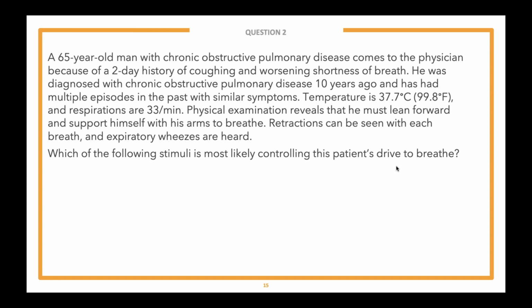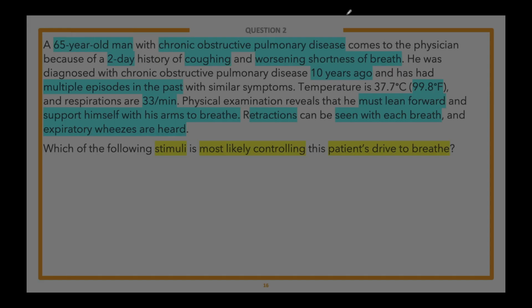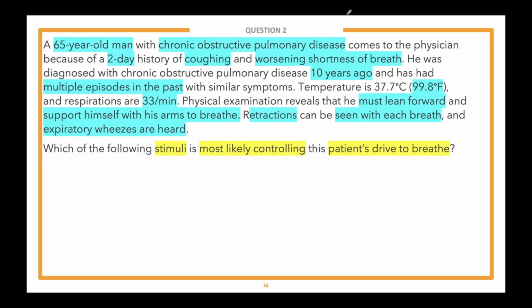Which of the following stimuli is likely controlling this patient's drive to breathe? Once again, we want you to start thinking about the important clues in the vignette and lead-in as I hand it off to Paras. Thank you, Sean. So once again, we're going to show you what we think are the important clues in this vignette and the lead-in.